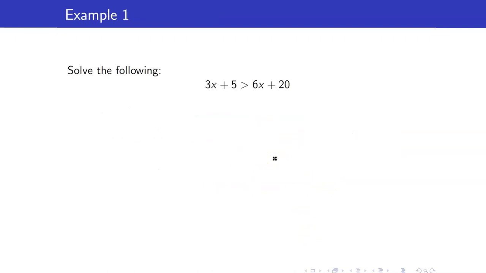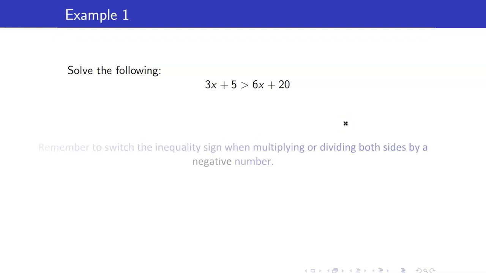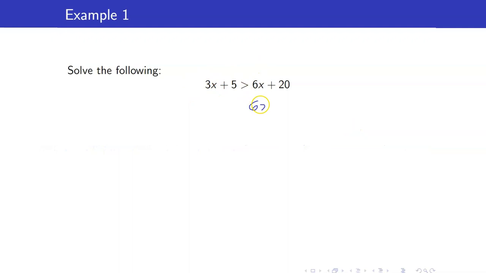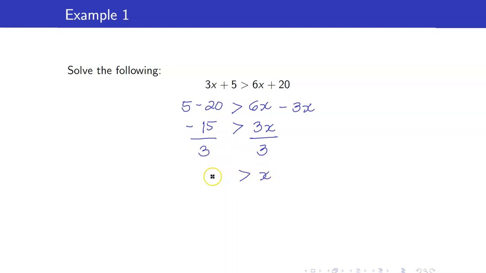Let us solve the following. So to solve inequalities, you treat it as if it's just a linear equality. It's just that you have to be careful when you are multiplying or dividing both sides by a negative constant. So here, I will just collect all my x here. And then 5 minus 20. So I have 3x is less than negative 15. I will divide both sides by 3. So therefore, x is less than negative 5.